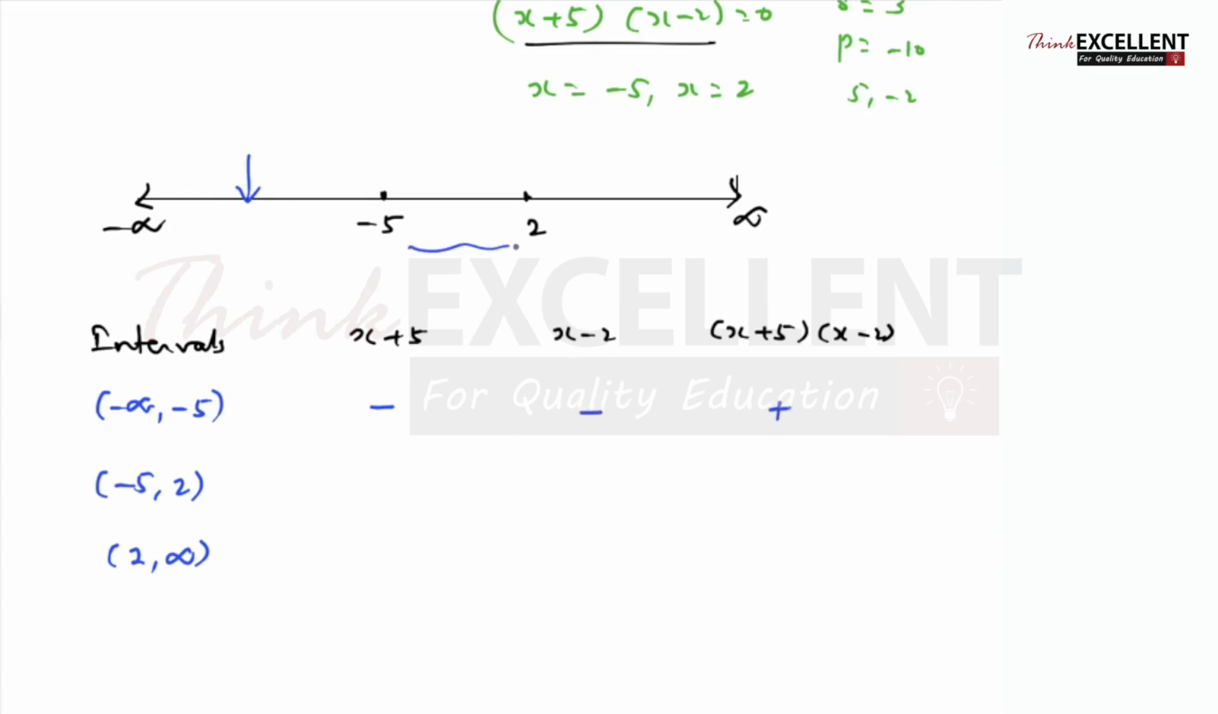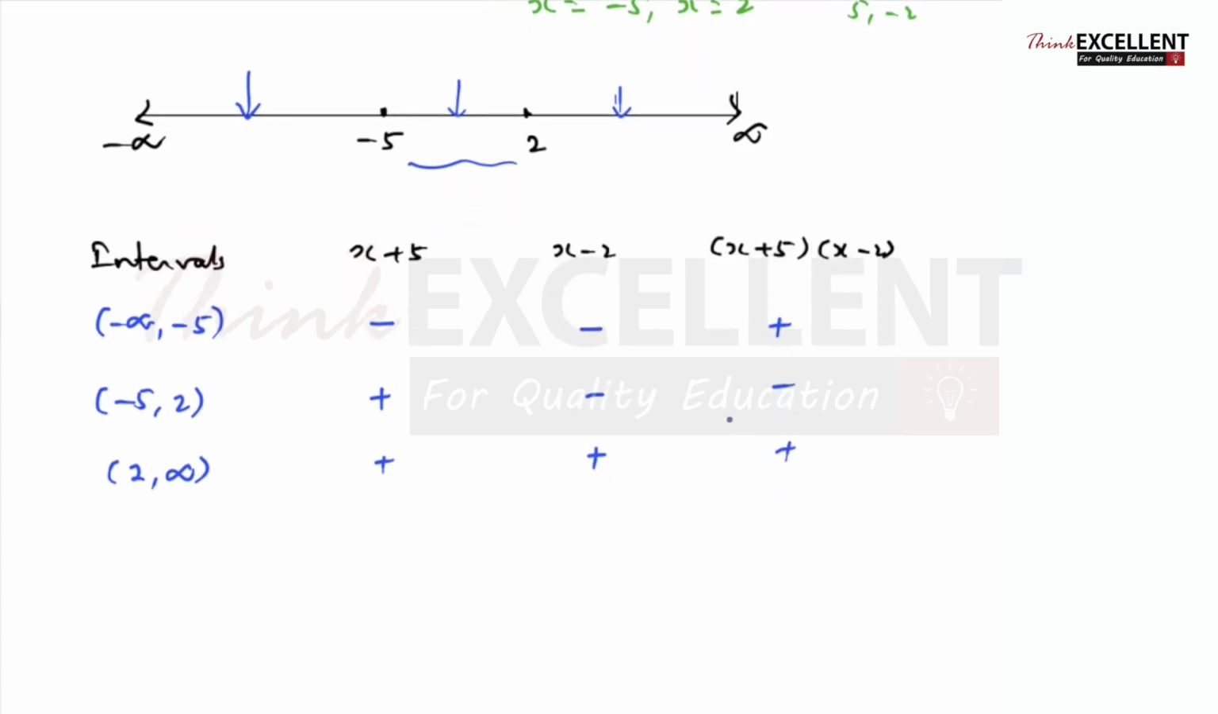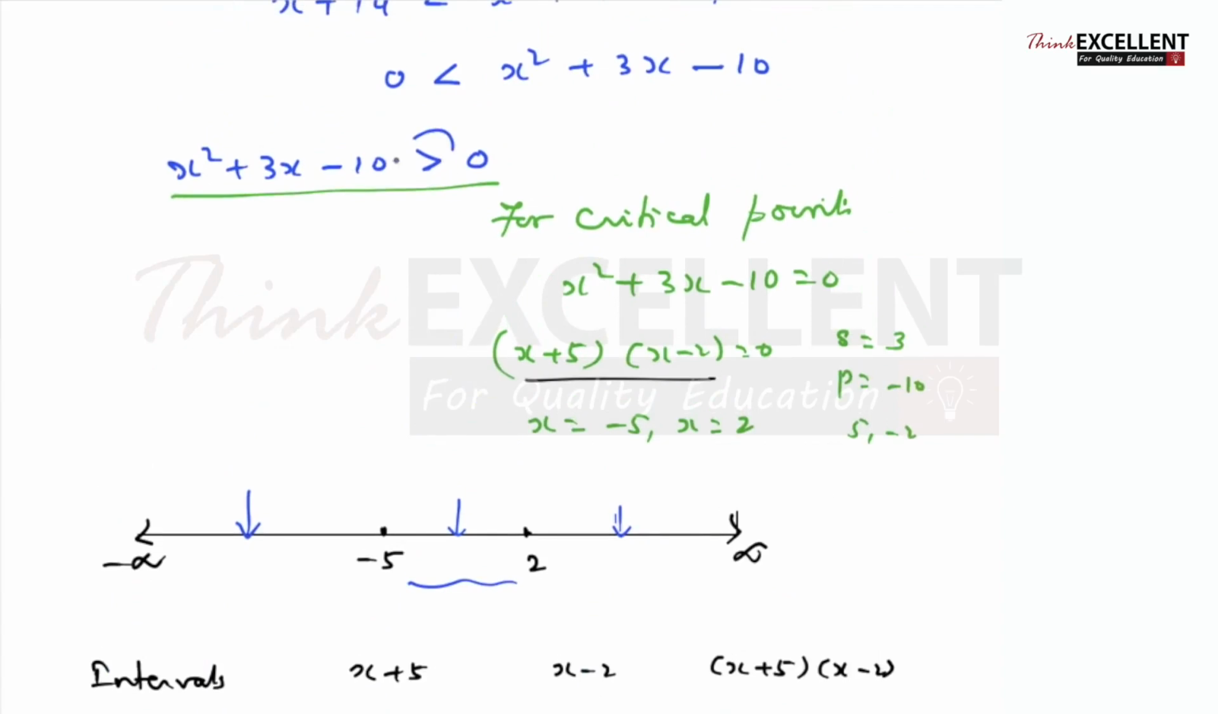Now here you take some number, for example, the same number 0, right? Minus 5 to 2, 0. So here if you put 0, 0 plus 5, positive, 0 minus 2, negative. Positive into negative, it is negative. 2 to infinity, more than 2. For example, I am taking 10. 10 plus 5, positive. 10 minus 2, positive, right? Because 10 minus 2 is 8. Positive into positive, it is what? Positive.